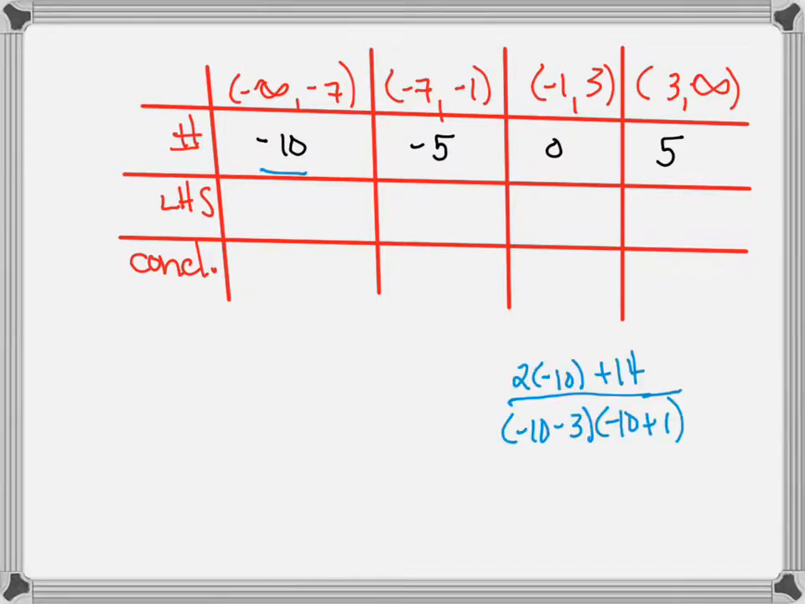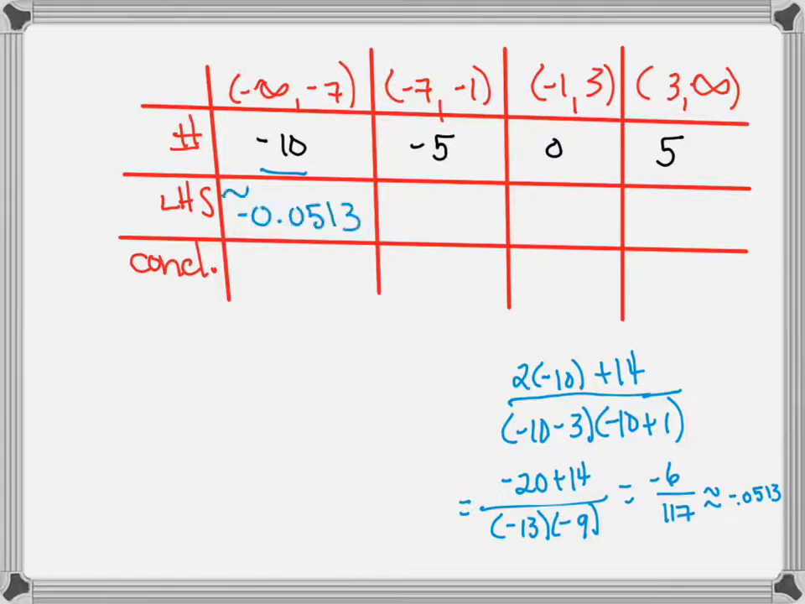So when I substitute in negative 10, for the left-hand side, I do 2 times negative 10 plus 14 over negative 10 minus 3 times negative 10 plus 1, or negative 20 plus 14 over negative 13 times negative 9, or negative 6 over 117, which is approximately equal to negative 0.0513. So it's not exactly, but it's about what it's equal. So I have about negative 0.0513, but what is important is that it's negative.